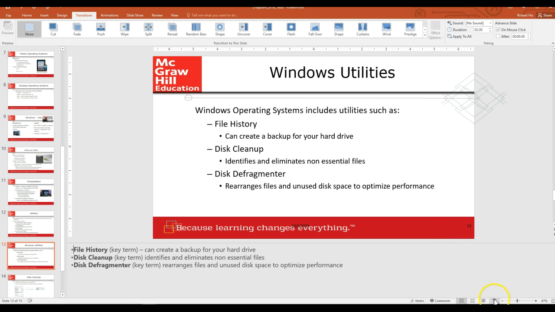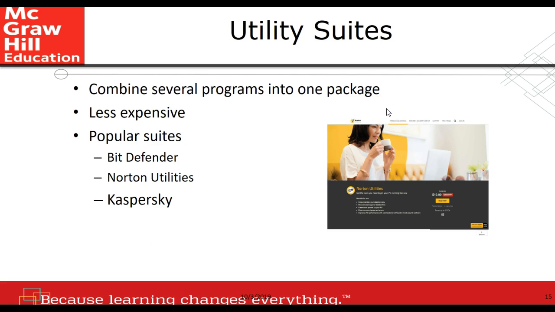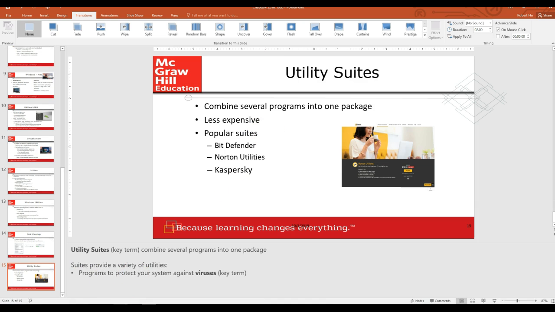Let me see what's next. Next is disk cleanup. This is similar to disk defragmenter. Basically, it identifies and eliminates non-essential files. Utility suite. This is maybe one of the most important things nowadays. Bitdefender, Norton Utility, and Kaspersky combine all the different utility programs into one package. This one you perhaps need to buy, to purchase.